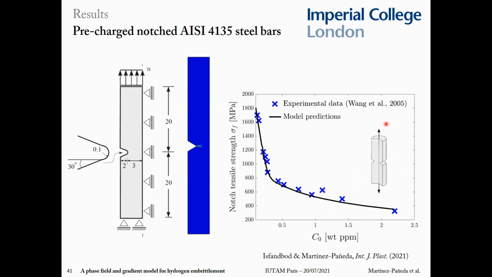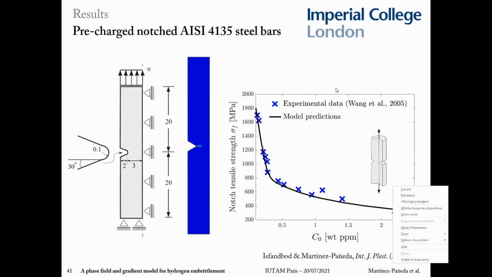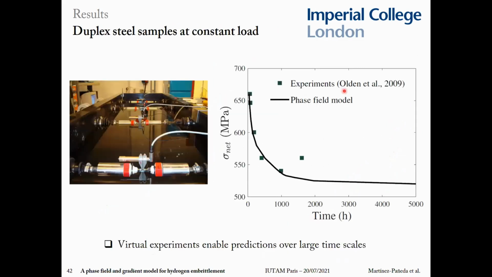This is, for example, showing the notch tensile strength versus the hydrogen content. This is for pre-charged steel bars. These are duplex stainless steels subjected to a constant load.